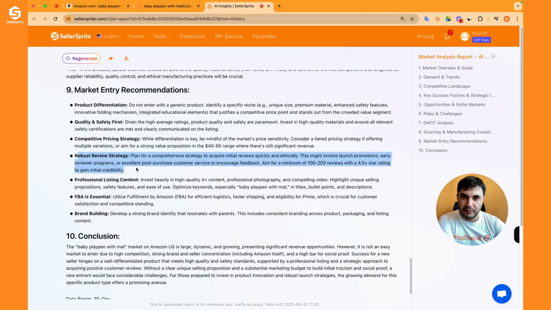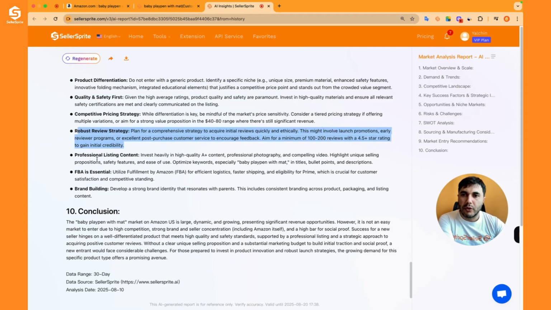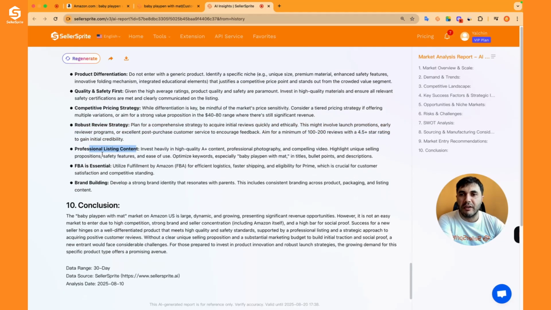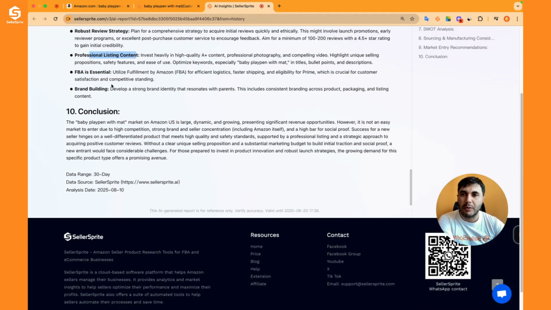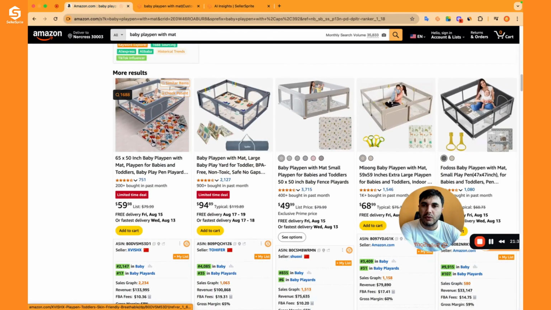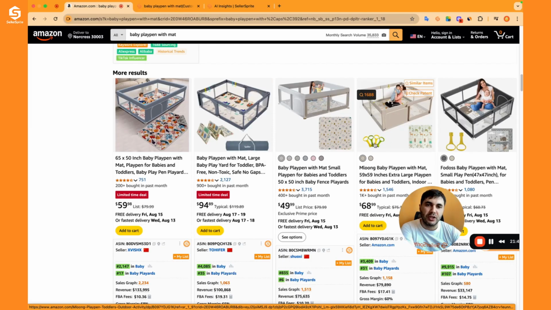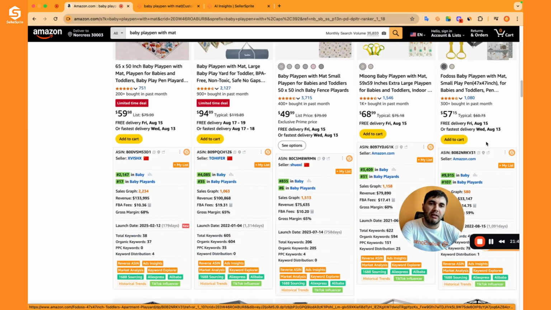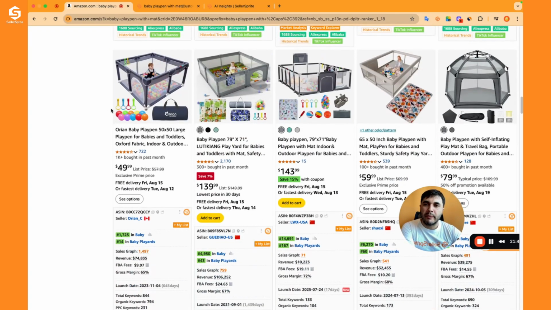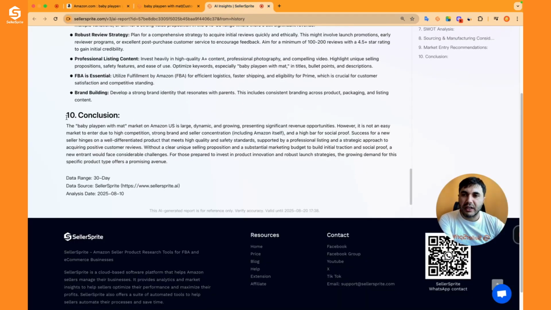Robust review strategy, at least 100 reviews at 4.5 stars. Professional listing content, it's easy. FBA is easy, should probably be FBA. And the bundling, we need to add some. You see this is the mat, this is the playpen selling together, and there are some additional items like a hanger, or some guys putting in some bowls and educational stuff. This guy puts in some more stuff, etc. Need to bundle.